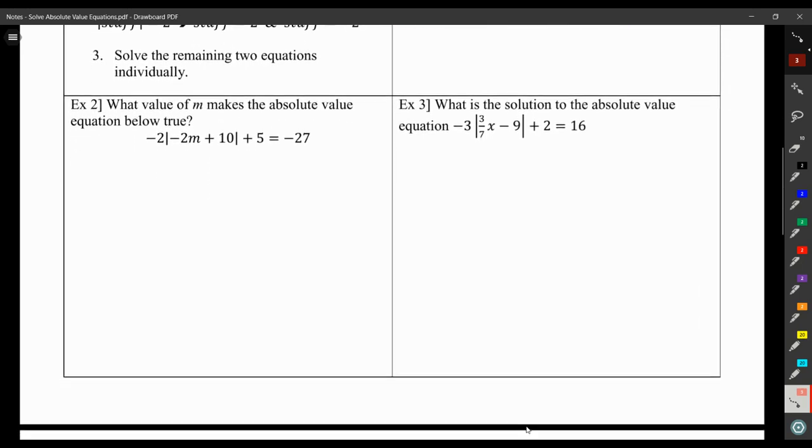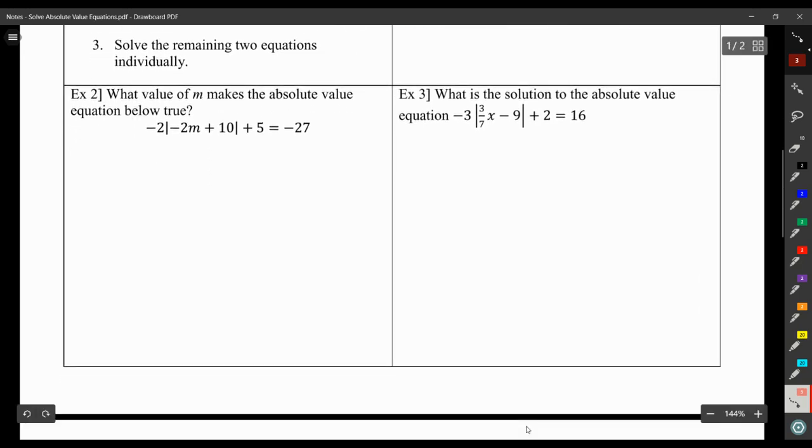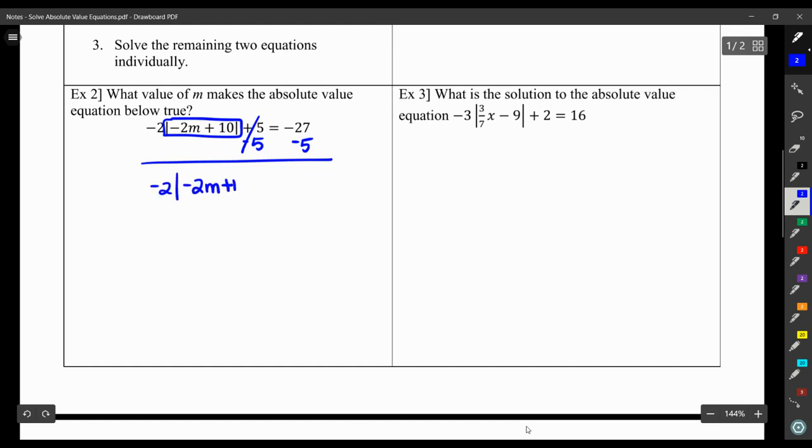Let's look at number 2. What value of m makes the absolute value equation below true? For step 1, you're supposed to isolate the absolute value. So we need to get this absolute value by itself. Imagine this is just one giant variable, like x. If this said -2x plus 5, what would you move first? We would have to take away the addition. Same solving process, so get rid of the plus 5. So we have -2 times the absolute value of 2m plus 10 equals, and then -27 minus 5 makes -32.